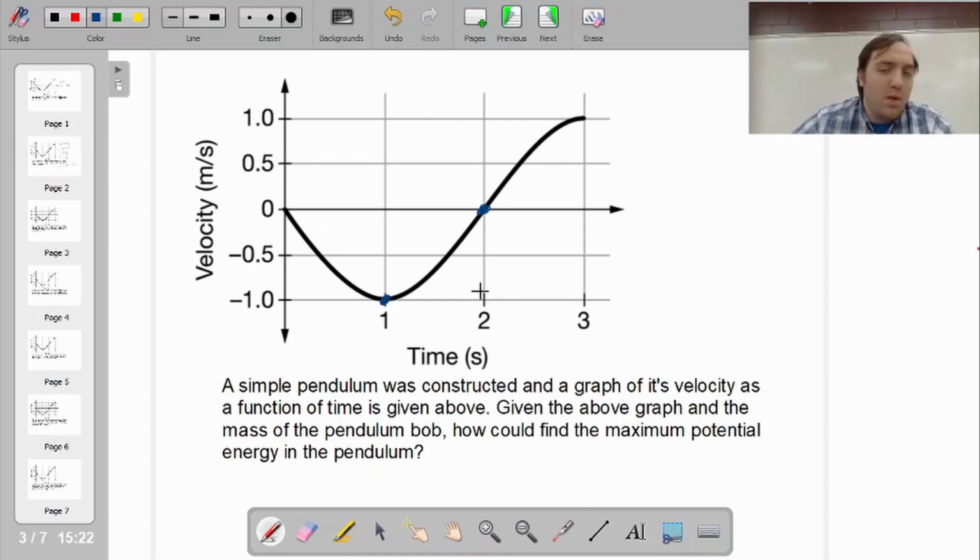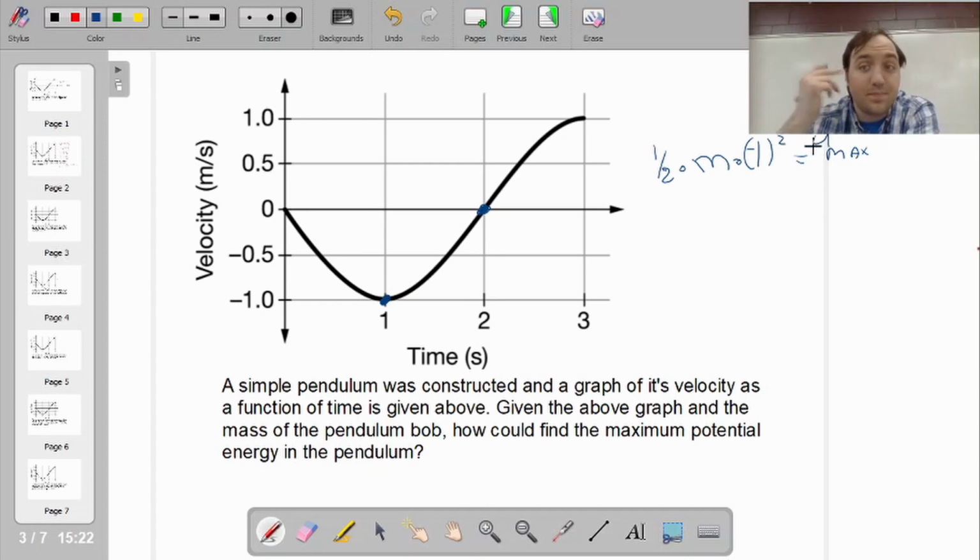So by multiplying 1/2 times the mass times the 1 meter per second I have here, squared, that would equal my maximum kinetic energy, which would also equal my maximum potential energy. Or in other words, your maximum potential energy in this case is going to be m over 2. And there you have it, whatever the mass is.